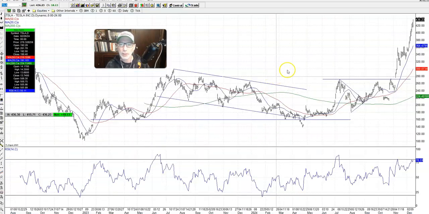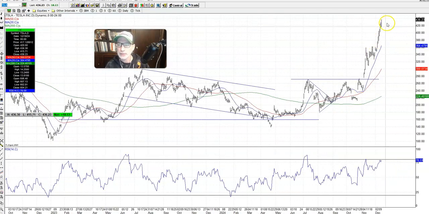Tesla, what can I say about Tesla? Look how this thing just powered. Since the U.S. election, when Trump won the election, Tesla's just gone ballistic. We know the relationship between Elon Musk and Donald Trump now. I can't really see Tesla having a major catastrophic sell off at any time in the future.